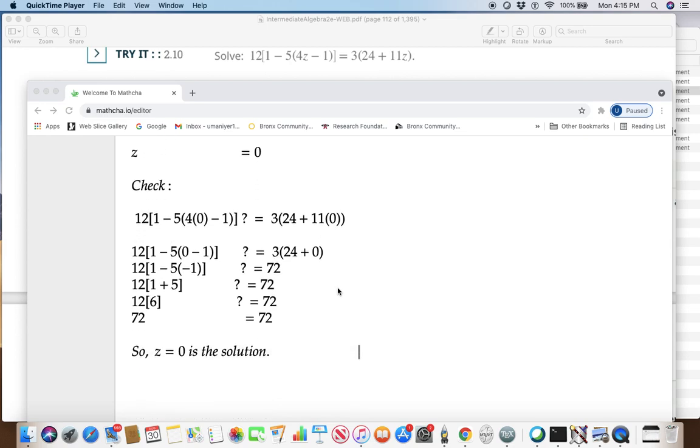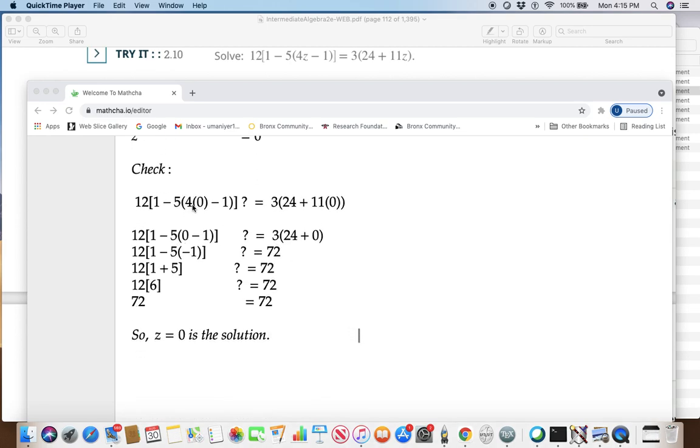Okay. So now you are multiplying. Parenthesis here means multiplication. 4 times 0 is 0. 11 times 0 is 0. Aha. 0 minus 1 is negative 1. Negative 5 times negative 1 is positive 5. Notice how everything else is as it is. 24 plus 0 is 24. 3 times 24 is 72. Right hand side has been simplified to 72.